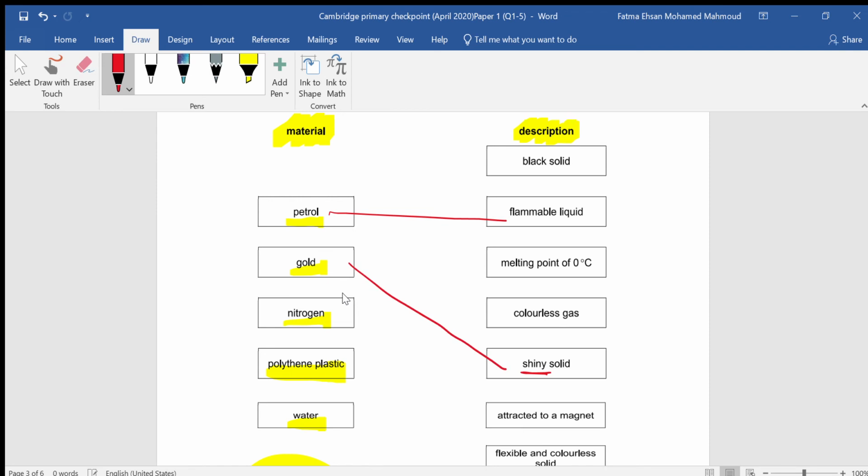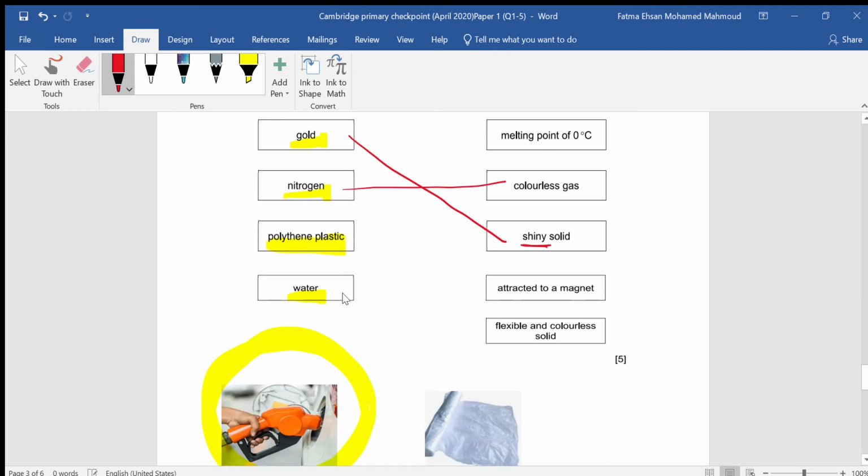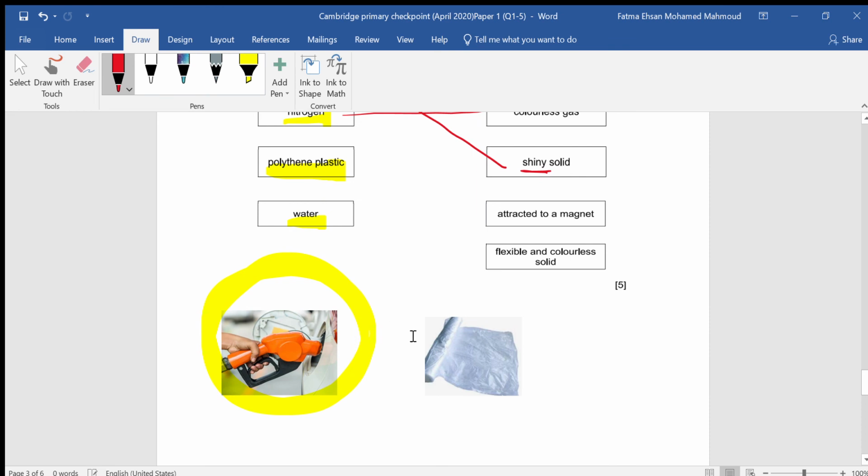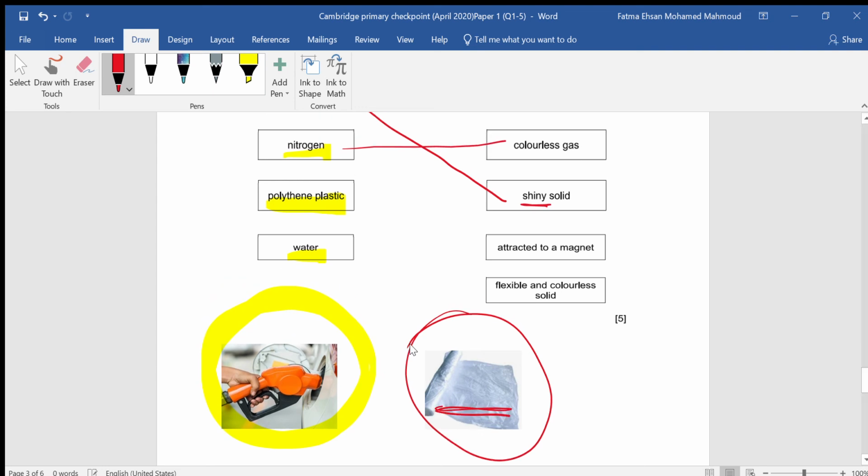Nitrogen. Is it a solid? Melting at zero? No. Nitrogen, it's a gas and it's a colorless gas. Polythene plastic, which is the plastic used for plastic bags and trash bags. So, what can I say about the polythene plastic? The polythene plastic is actually flexible and colorless solid.